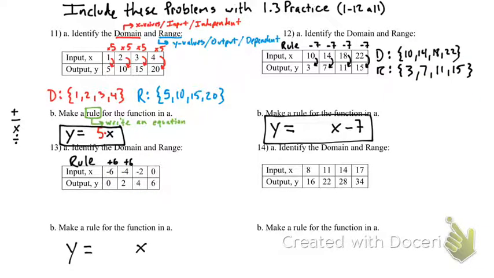Okay, so I want to check, does adding 6 work for all of these? Okay, so negative 6 plus 6, 0, it works. Negative 4 plus 6, positive 2, that's good. Negative 2 plus 6, positive 4, that works. 0 plus 6 is 6, that works. So my rule of adding 6 is a good rule, so I'm going to add 6 to my x. Okay, so adding 6 should be the correct rule for B, and that should be your equation. All right, number 14.